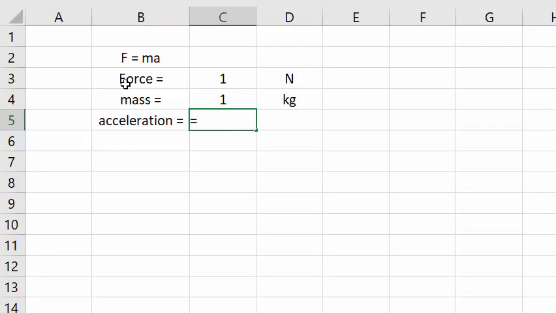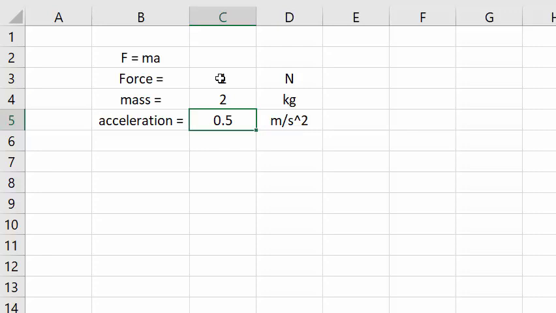which is equal to the force divided by the mass in meters per second squared. So if we double the force, we double the acceleration, and if we double the mass, we halve the acceleration. So we now have a very simple model that calculates Newton's second law of motion for us.